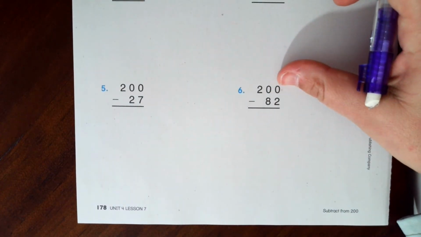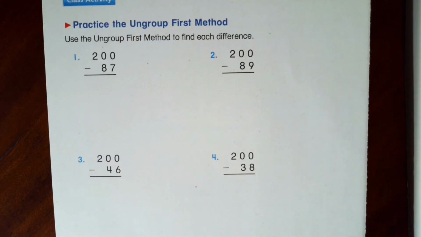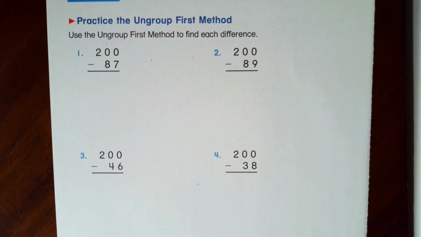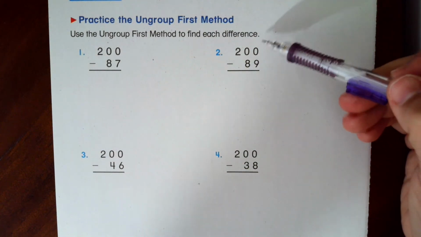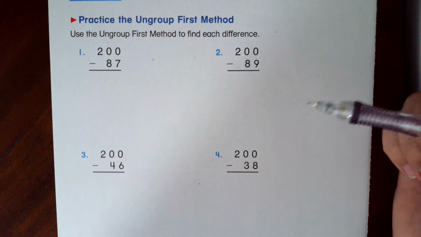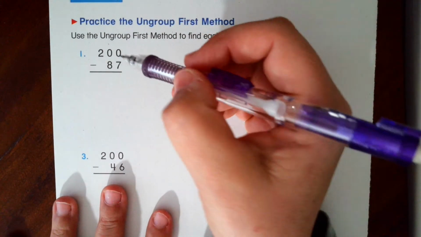All right, please make sure you have your pencil and page 178. We have 6 problems to solve today. It says use the ungroup first method, C, to find each difference. Remember, difference is a fancy word for a subtraction answer. Okay, so let's go ahead and get started.